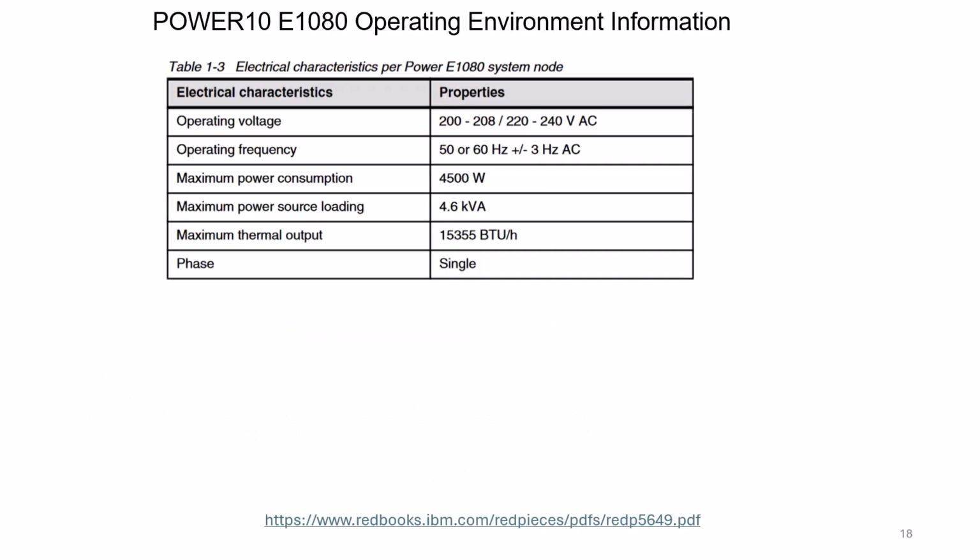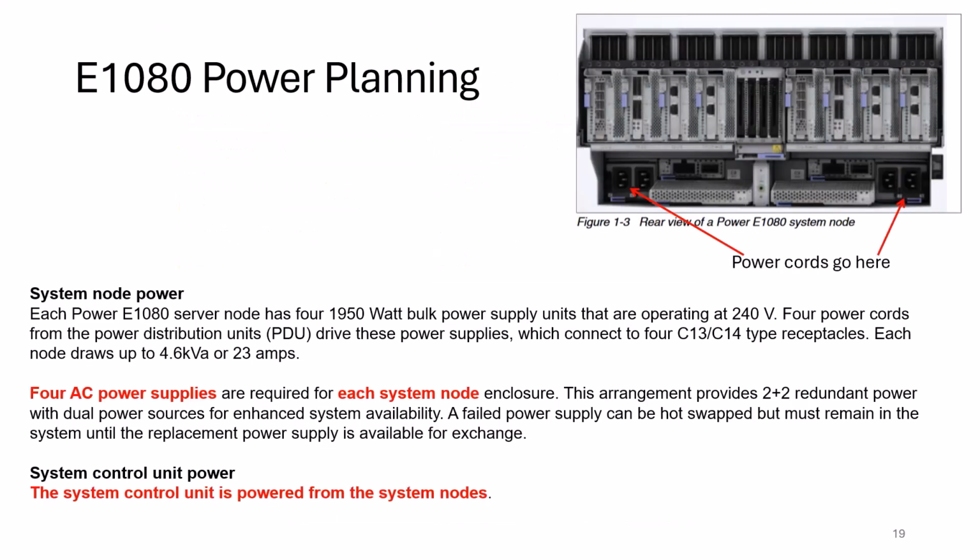This is the information from the Power E1080 operating environment. And you can see it's 4500 watts and 4.6 kVA maximum, and it gives you those BTUs. So the 1080 has 4 1950 watt bulk power supply units, and as you can see from looking at the diagram, these are C13, C14 type receptacles, and each node draws up to 4.6 kVA.